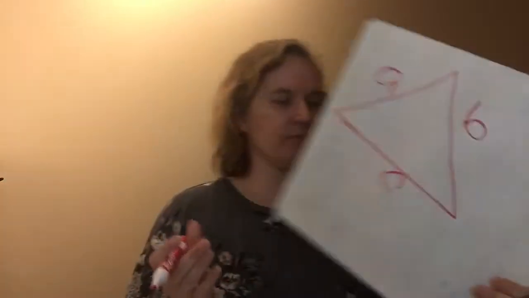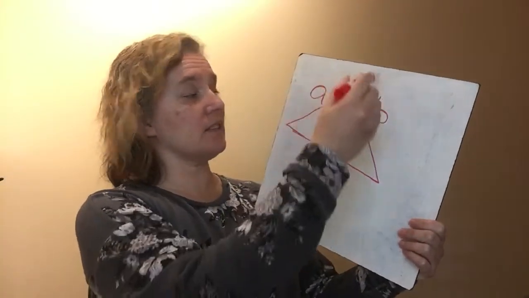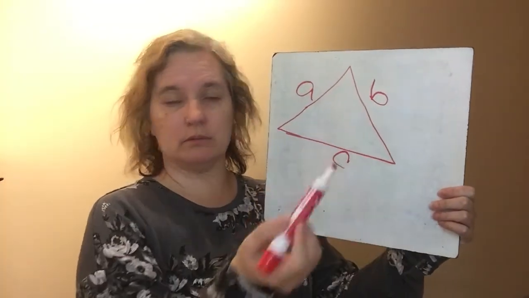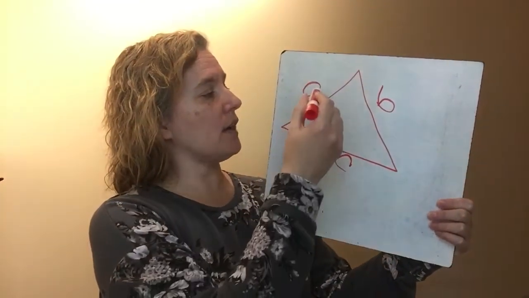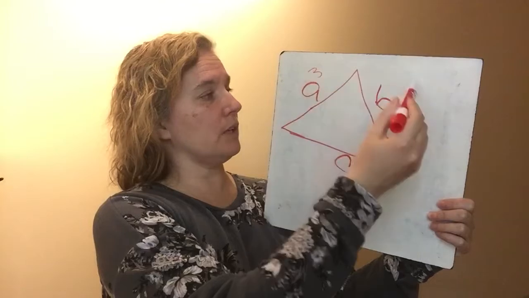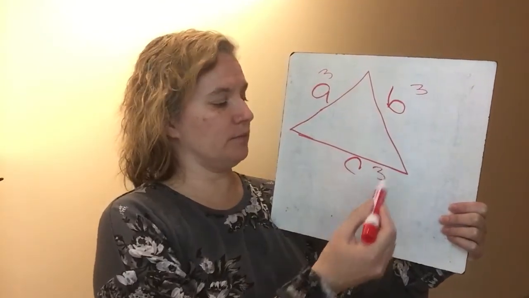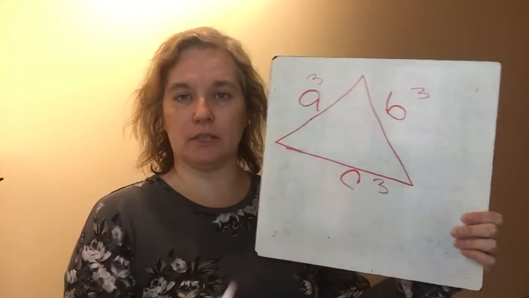If I were to say that, since this is an equilateral triangle, that these sides are each 3 whatevers, I would say 3 plus 3 plus 3, 9, or 3 times 3.